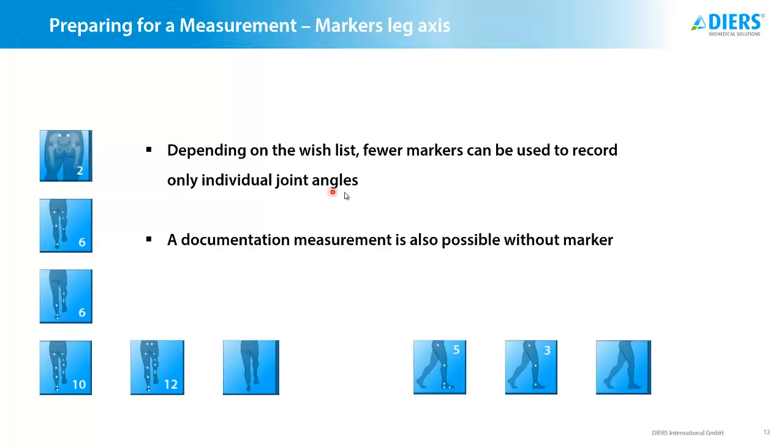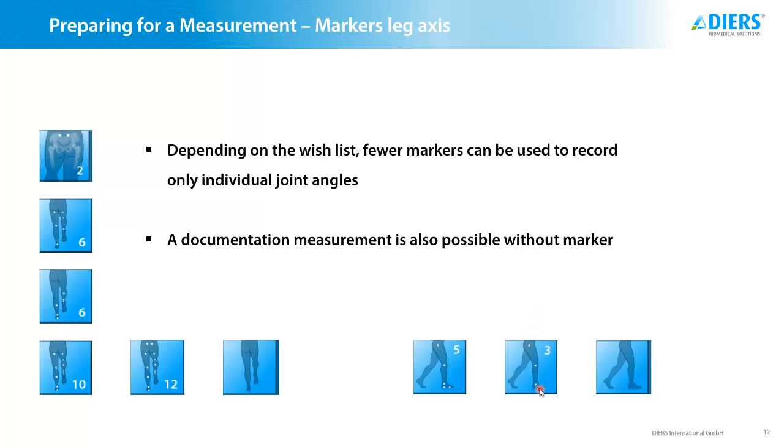So depending on the wish list, fewer markers can be used. As discussed before, you could say, I would only like to focus on the pelvis. Then use only the pelvis markers. And in my example, I already told you, you can use only 6 markers on the lower leg. From the side, it's easier if you either use no markers for documentation purpose.